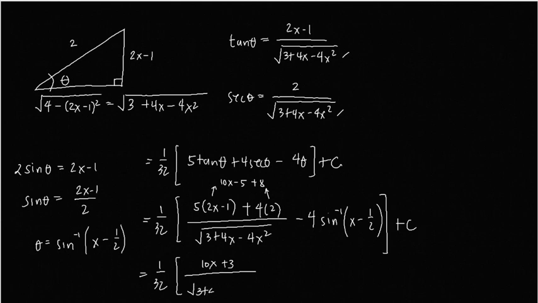Then this is 3 plus 4x minus 4x squared minus 4 arc sine of the quantity x minus 1/2 plus c. So this can be a format of our answer for this type of problem. Right? Let's proceed to our next problem.